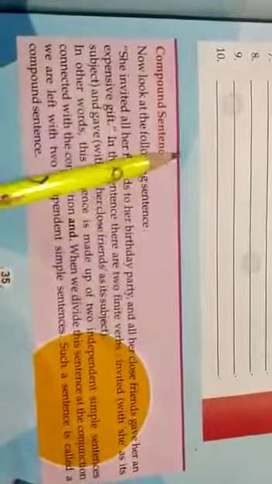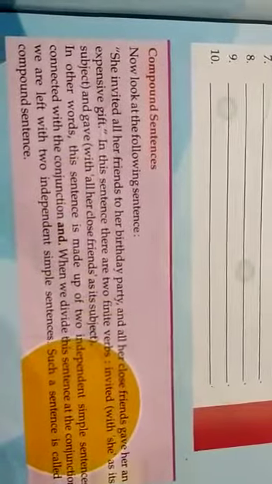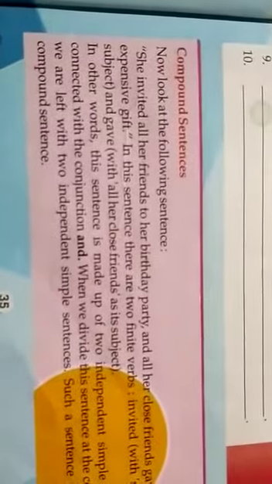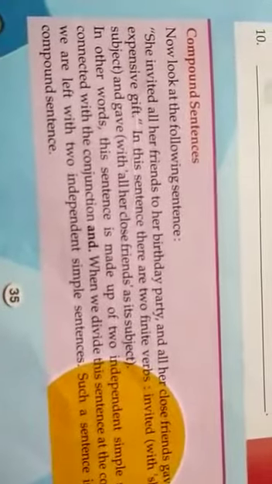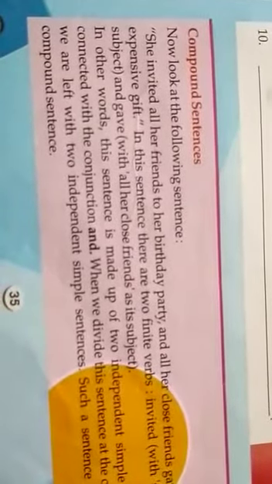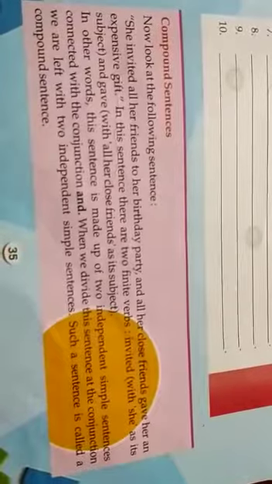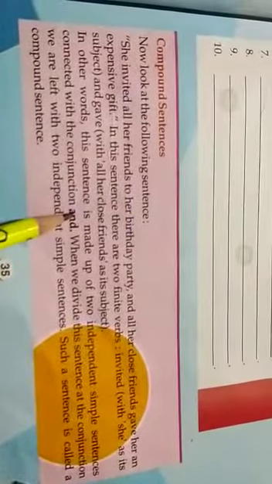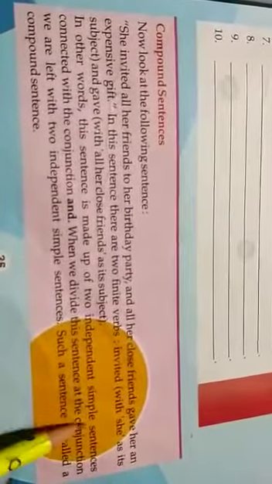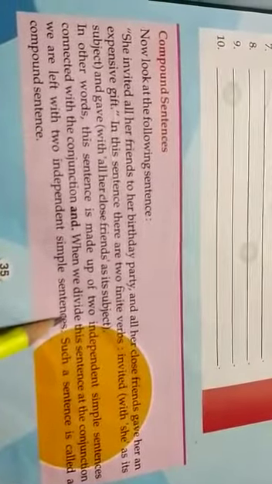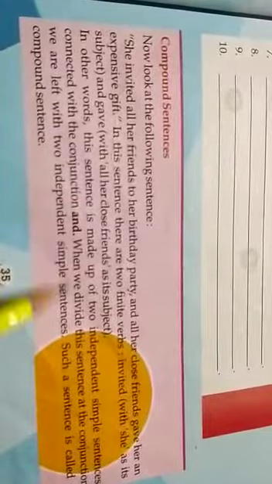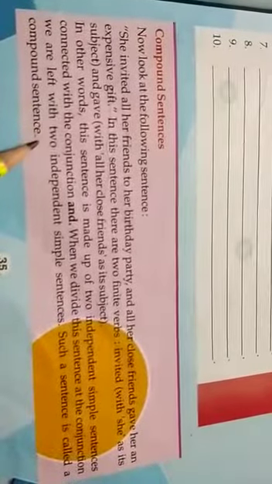Okay, now let's understand what is given here. First, she invited all her friends to her birthday party and all her close friends gave her an expensive gift. Here two sentences are. It means in a compound sentence, we made two sentences in one by connecting with a conjunction. For example, here the conjunction and is used. See, here and is used as a conjunction. When we divide this sentence at the conjunction, we are left with two independent simple sentences. If we remove this and, then we have two sentences. Such a sentence is called a compound sentence.